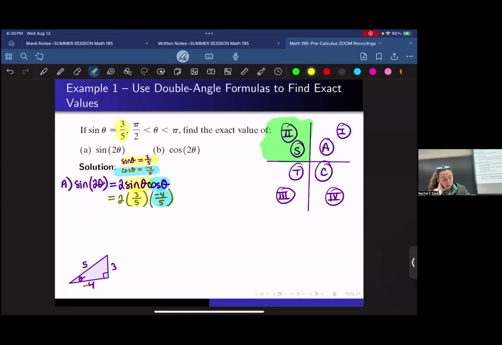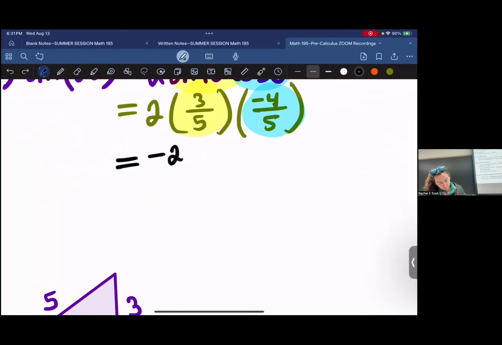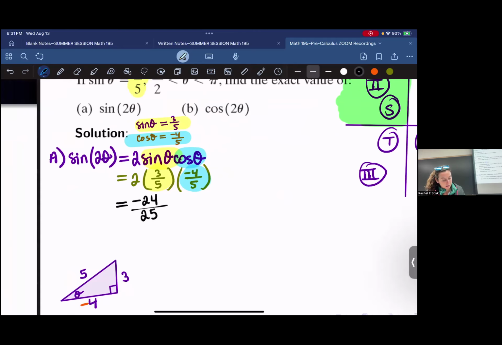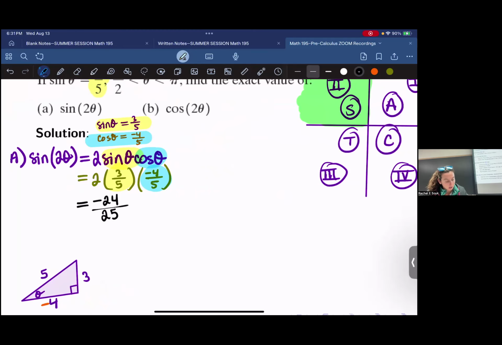Now let's just multiply straight across. And we get 2 times 3 times -4. That gives you -24 in the numerator, all over 5 times 5, which is 25 in the denominator. And so that gives us our sine of 2 theta. And we're done.